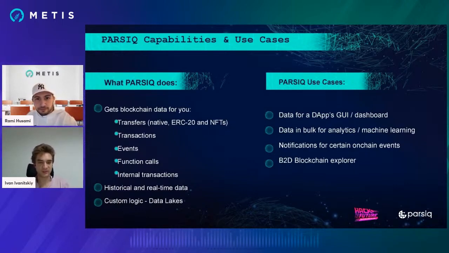More complicated examples are also available, such as TVLs for pools, or some APYs, or some other examples for your own smart contract and for your own logic, such as an example that we will take a look at today, which is the voting system that Ramin just shared. So these are PARSIQ technical capabilities, and let's also discuss what it can be used for from the use case standpoint.